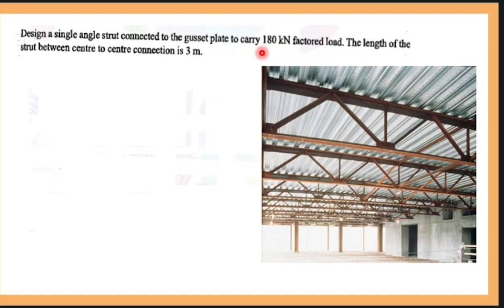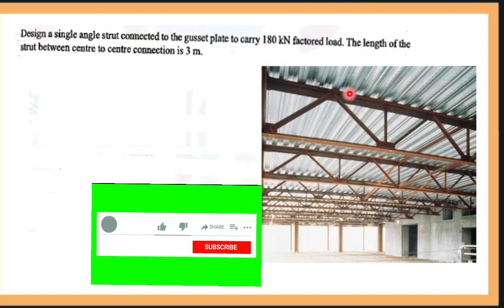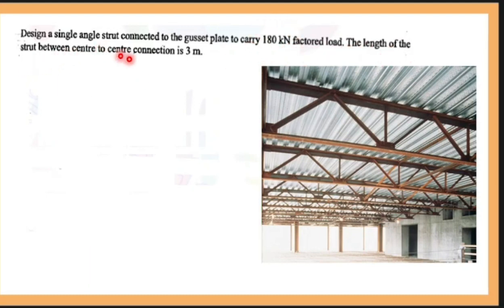Now you have to design the member. You can see an angle section. Angle section is termed as an L section. You have to design for a capacity of 180 kilonewton factored load. The length of the strut between center to center connection is 3 meter. Imagine that this is the length from center to center, 3 meter. So you have to design this member which carries a load of 180 kilonewton. Now you have to design a connection and it is a compression member.